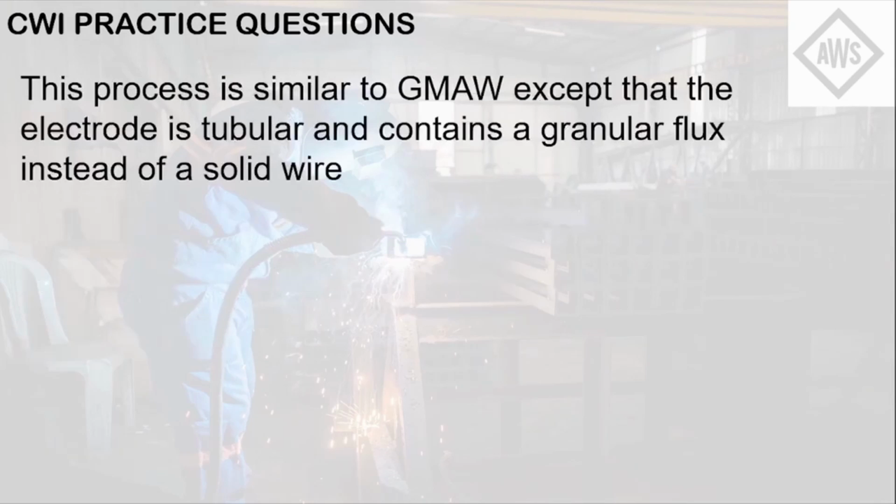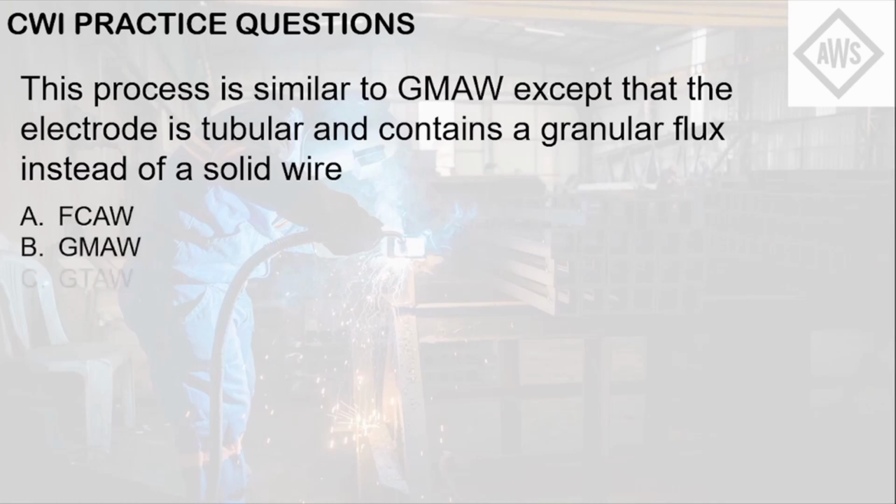This process is similar to GMAW except that the electrode is tubular and contains a granular flux instead of a solid wire. In this process, similar to GMAW, the wire is continuously fed to the welding gun. But here, the electrode is tubular, not a solid wire as in the case of GMAW. Letter A, FCAW.